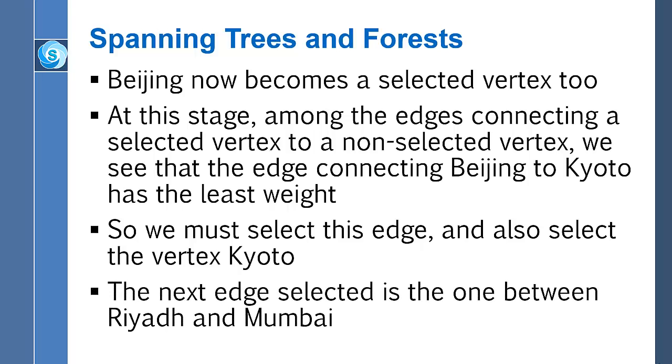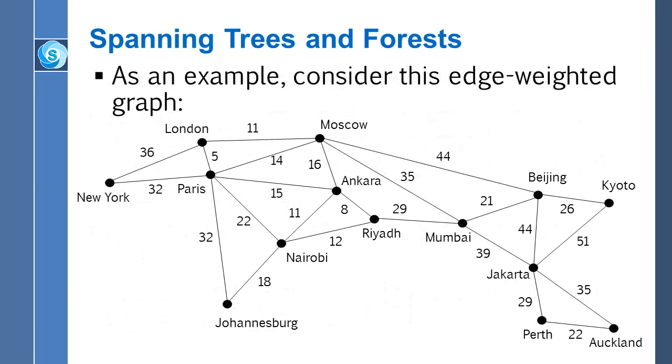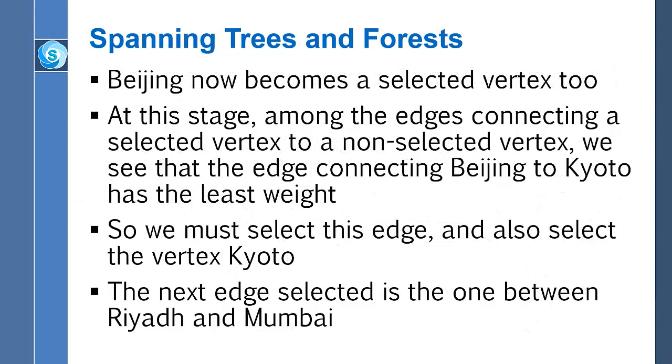And we continue like this, and the next edge that we select will be the one that connects Riyadh to Mumbai. Why? Well, just look around and check out all of the edges that connect either Mumbai, Beijing, or Kyoto to something else. Of all those edges, the one that connects Mumbai to Riyadh has the least weight. So we select that edge, and then Riyadh becomes part of our subgraph too.